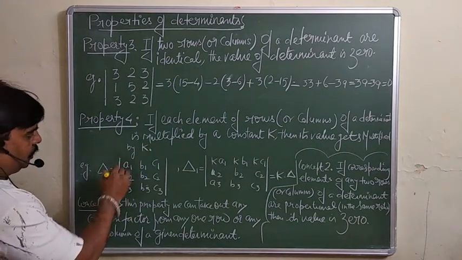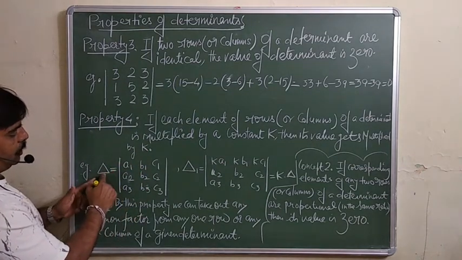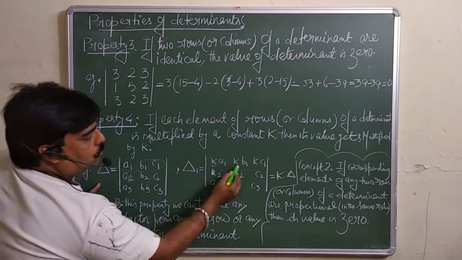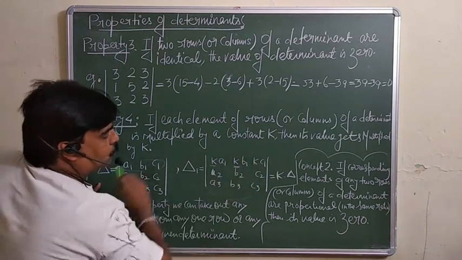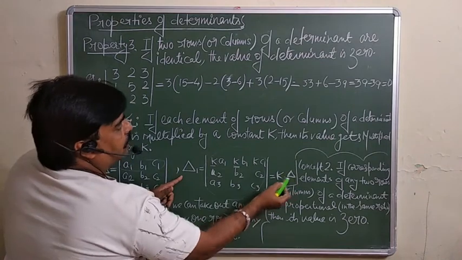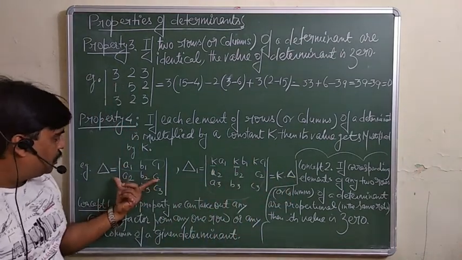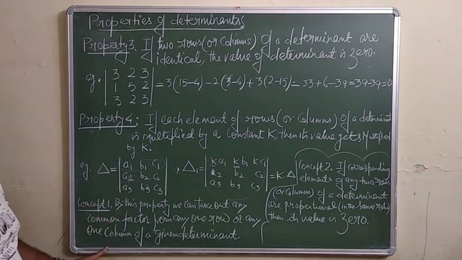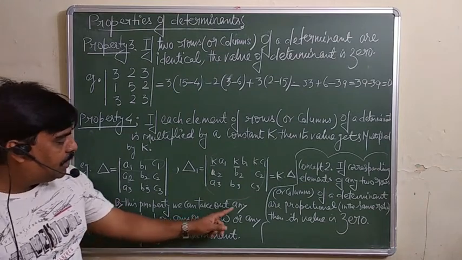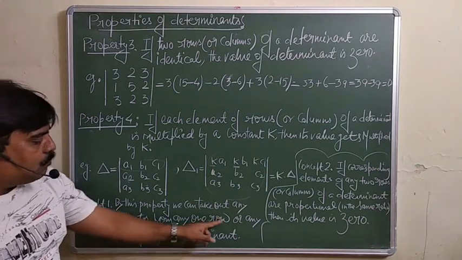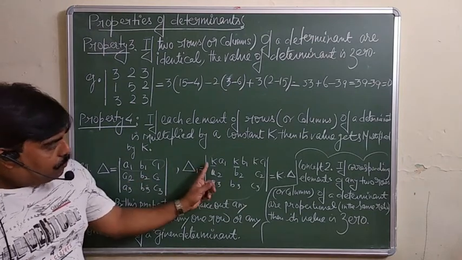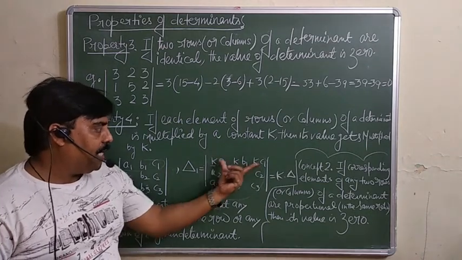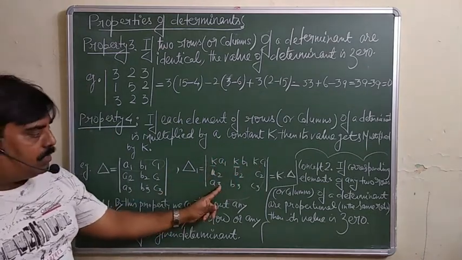For instance, this is your determinant. Suppose the determinant of this one is delta, and if we multiply any row or column by a constant k, then the determinant will come equal to k times delta. Whatever the determinant will come, that will come k times of this. From here we get two concepts. First, by this property we can take out any common factor from any one row or any one column. It means we can take any number common from any row or any column.